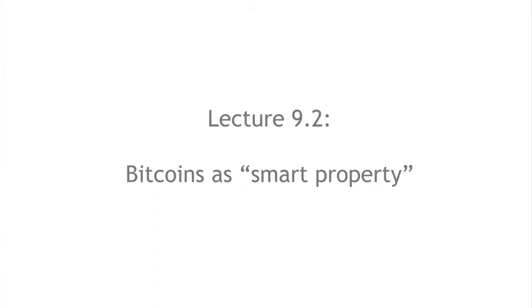All right, so now we're going to change gears. Like I said, we're going to be changing gears quite a bit in this lecture, and we're going to talk about using bitcoins to represent smart property. So, using bitcoins to represent something other than simply one unit of currency in the Bitcoin system.